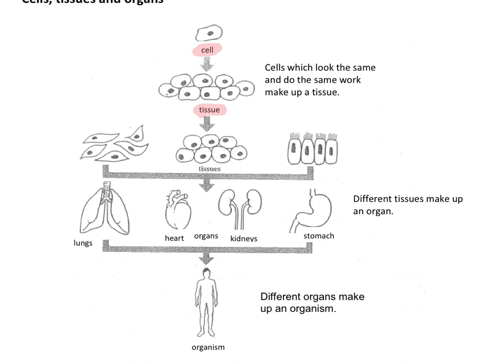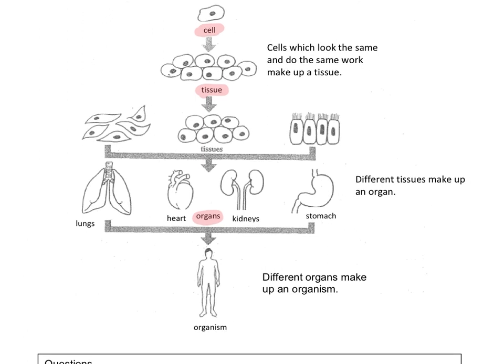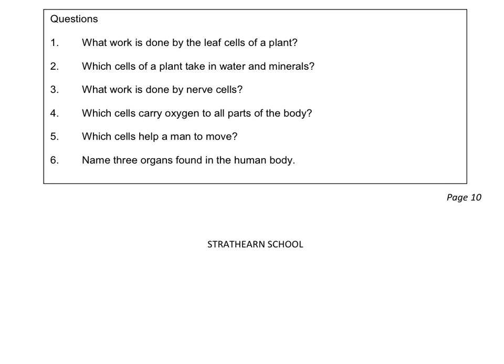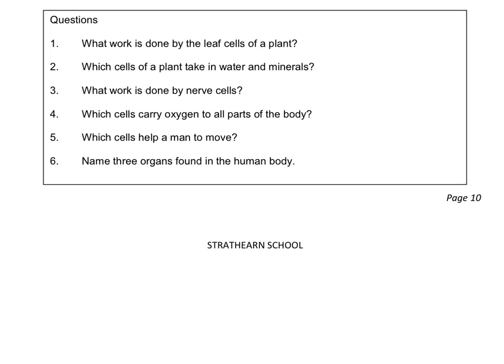Tissues work together to form what we call organs, and different organs work together to form different organ systems, which then make up your organism, like us humans. Okay, so we have cells working together to form tissues, tissues working together to form organs, and organs working together to form our overall organism. Then what you have underneath this diagram are 6 simple questions which I would like you to answer.